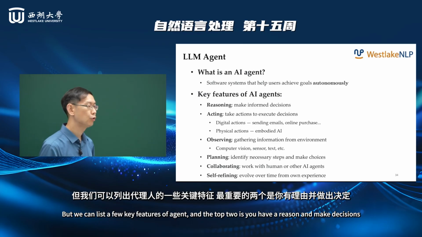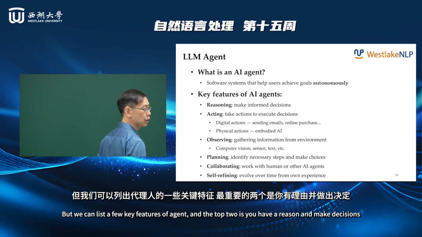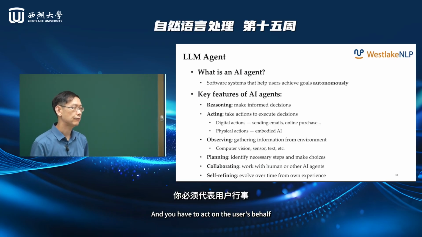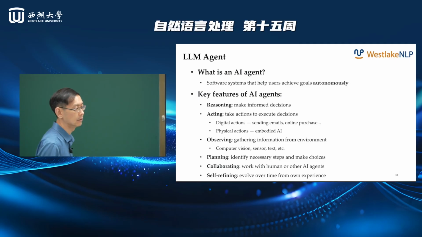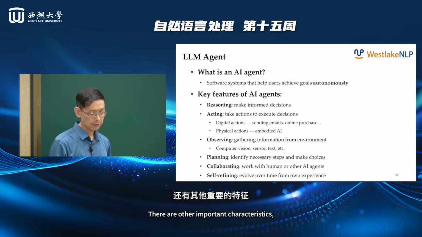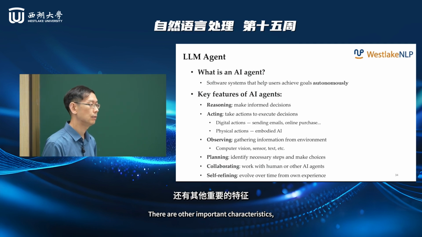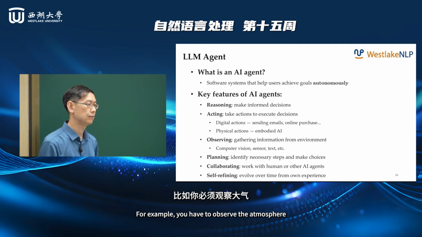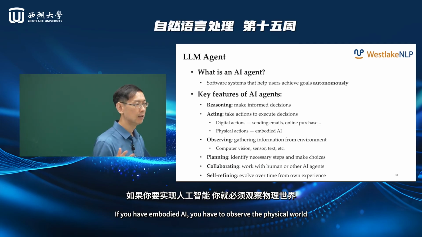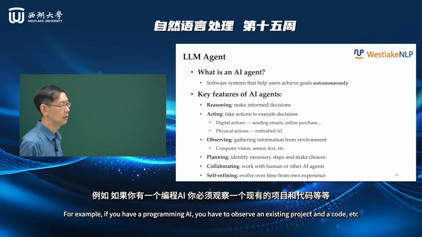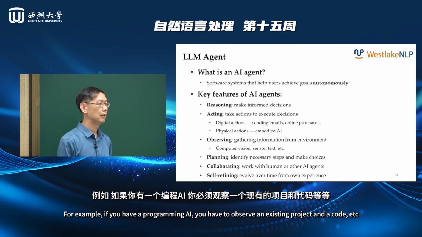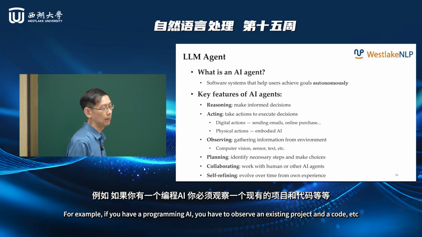The top two are that you have to reason and make decisions. This is one important feature of an agent. And you have to act on the user's behalf. This is the second feature of an agent. There are other important characteristics. For example, you have to observe the environment. If you have embodied AI, you have to observe the physical world, for example. If you have a programming AI, you have to observe an existing project, the code, etc.